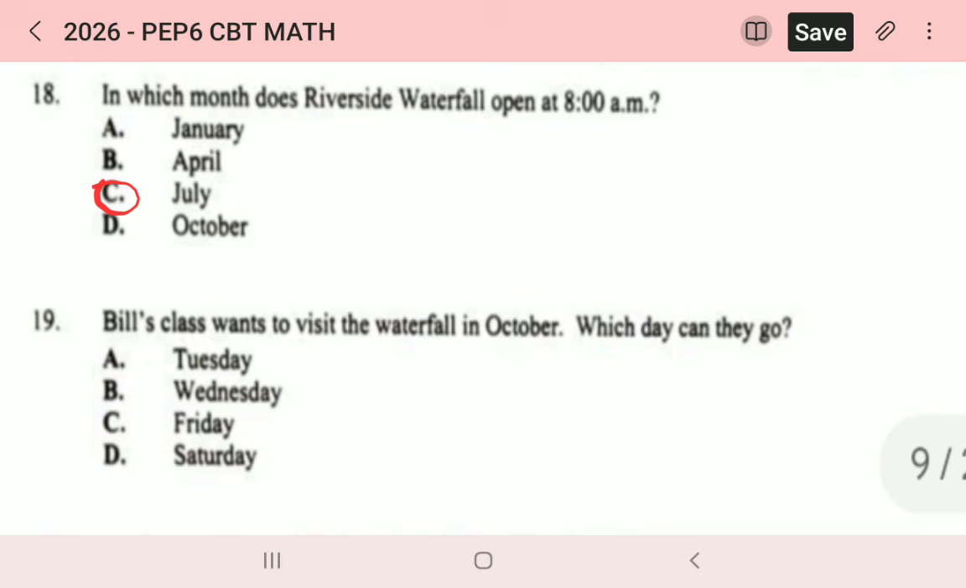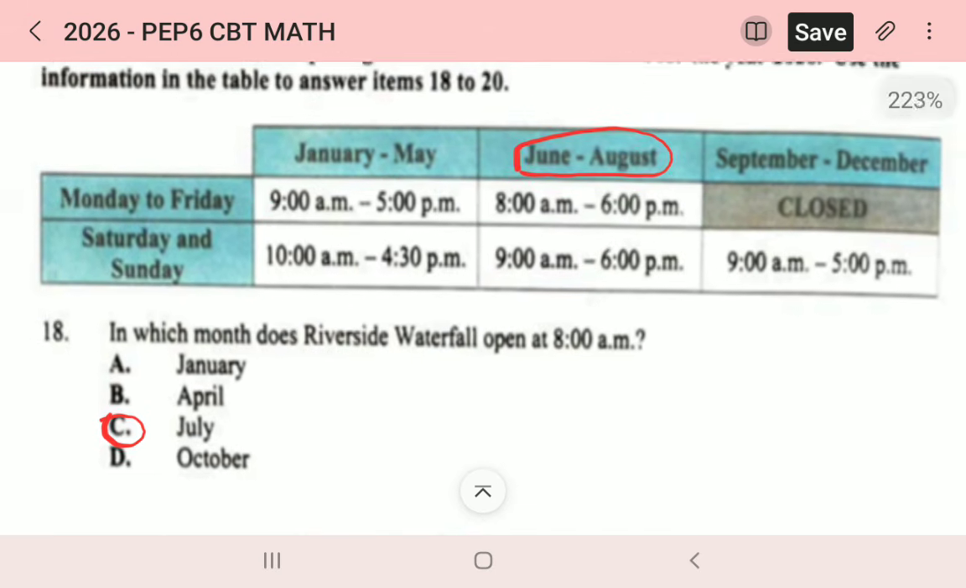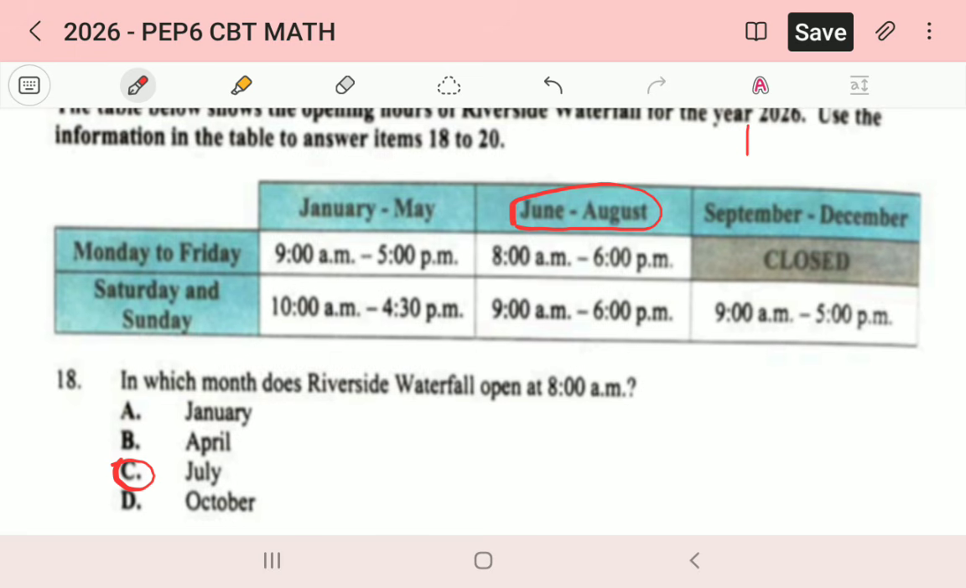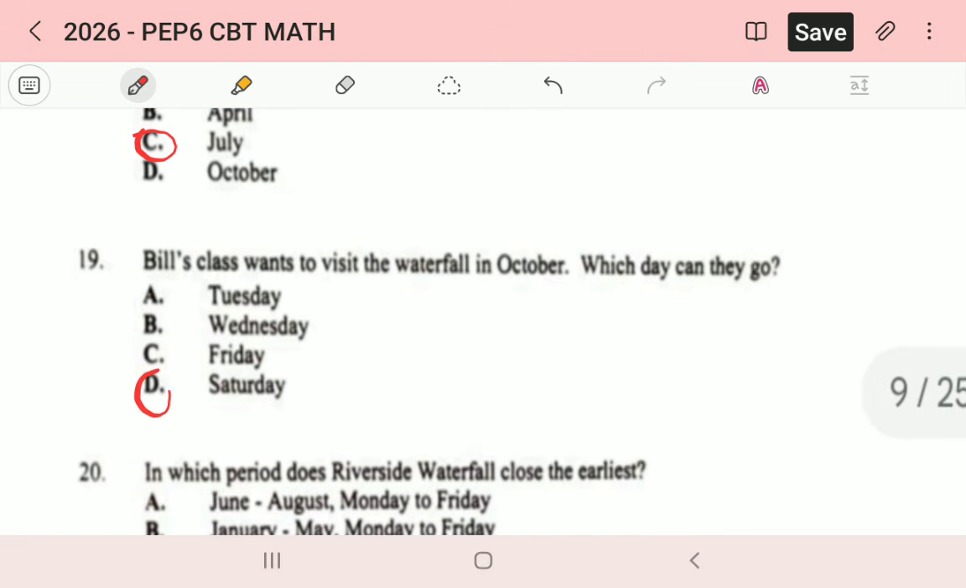I was gonna say closes. Bill's class wants to visit the waterfall in October. Which day can they go? So let's look at October and see what days they are open. So we know they're closed in October because September, October, November, December, it's for those 4 months down there. So we know on Mondays to Fridays they're closed. See, come across, closed. So it's gonna be Saturday or Sunday that they go. Let's look if Saturday down there or Sunday. There's no Sunday, so we know they're gonna have to go on a Saturday.